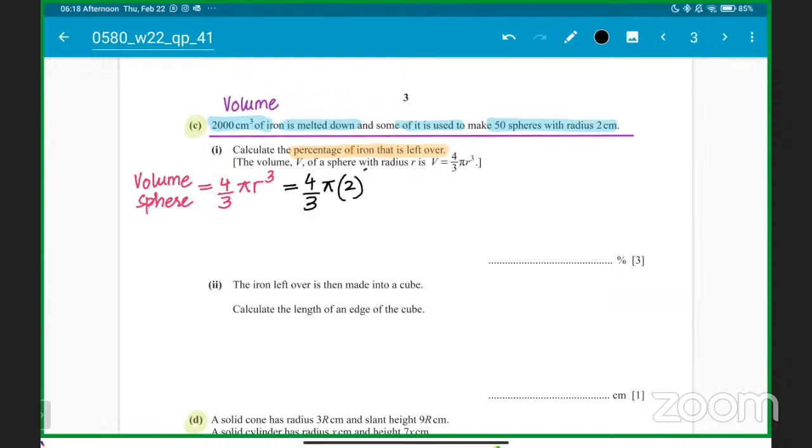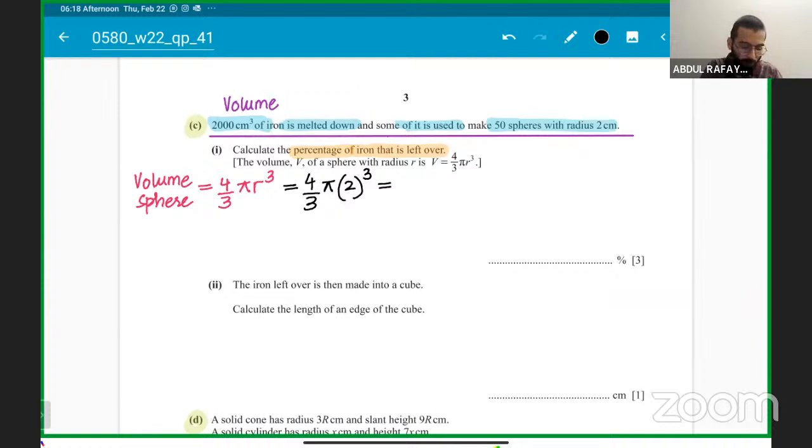We are going to put the radius in it. Follow step by step. 4 over 3 pi r cube. Get the answer. What is it coming? 2 to the power of cube. So I'm getting 32 over 3 pi, right? 32 over 3 pi. So students need to understand this 32 over 3 pi is the volume.